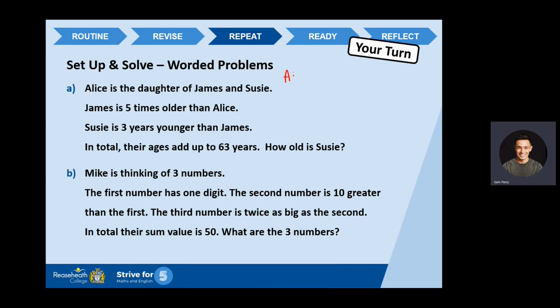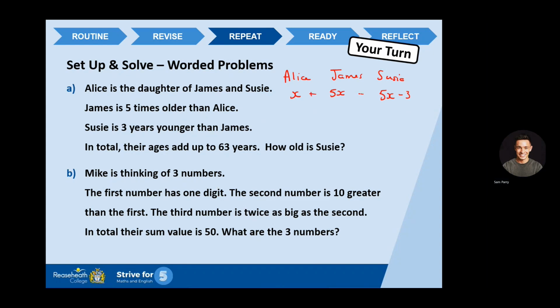So, right up here. Now, I have kind of given myself a little bit lack of space here, but we're going to make it work. Positivity, you ready? So Alice, James, Susie. Okay, Alice is the daughter. She's the unknown. We know James is 5 times older, so that's going to be 5x. And we know that Susie is 3 years younger than James, so she's the same as James, but 3 years younger, so we're going to subtract 3. Okay, and if you add those up together, we get their total age of 63.